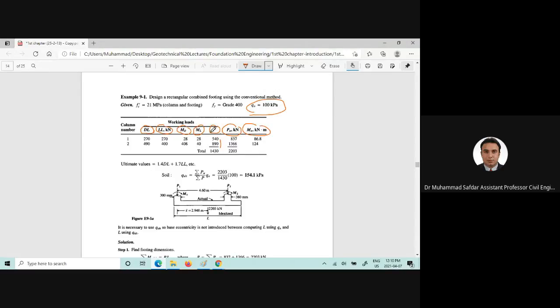Now, how do we reach this Q allowable? For example, let me draw here. So we use theories, or I would say bearing capacity theories. Now, this is one step, but for bearing capacity theories, what do we need?